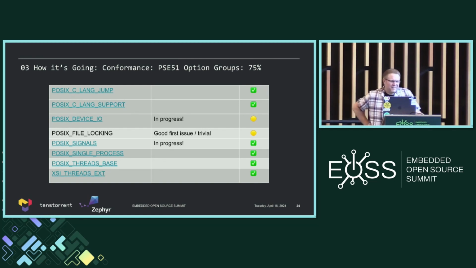So file locking, it sounds fairly trivial, but we'll see how that goes. I think that's another great first issue. And then the regular signals, which are handled with like a sig set and bit masking, that sort of thing. Yongkung did most of the work for that at some point.